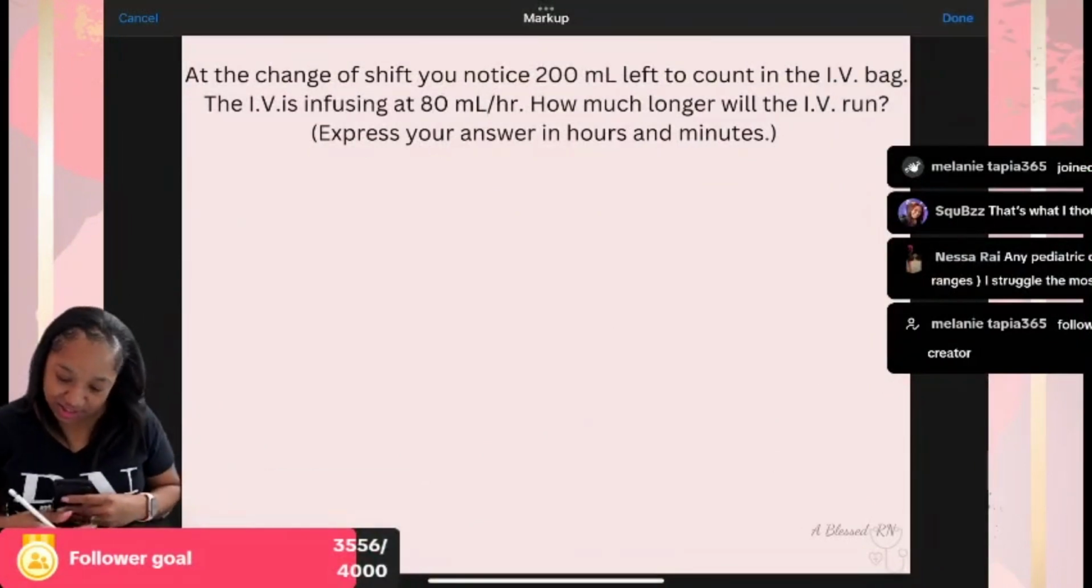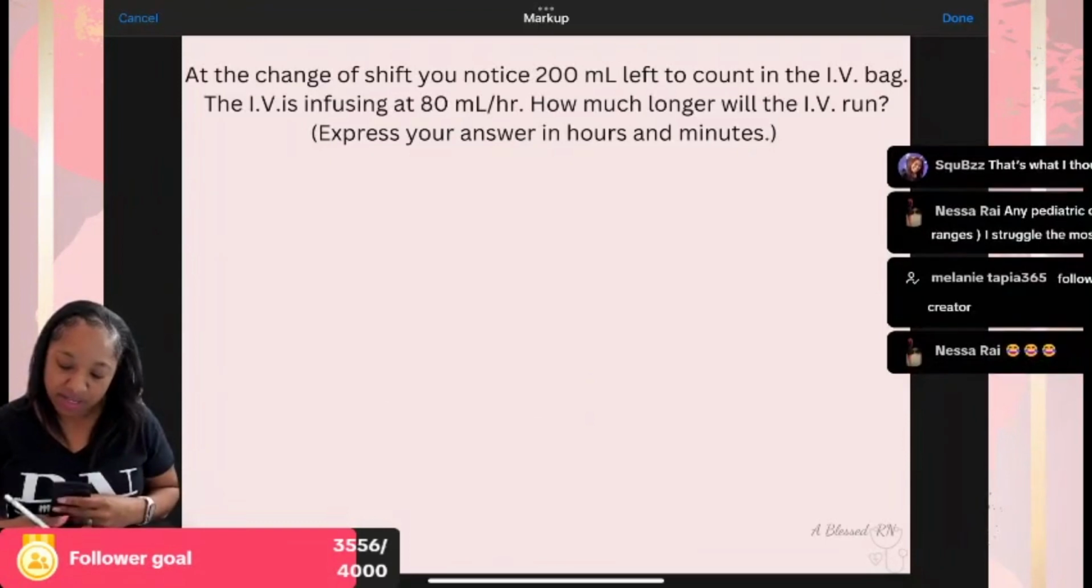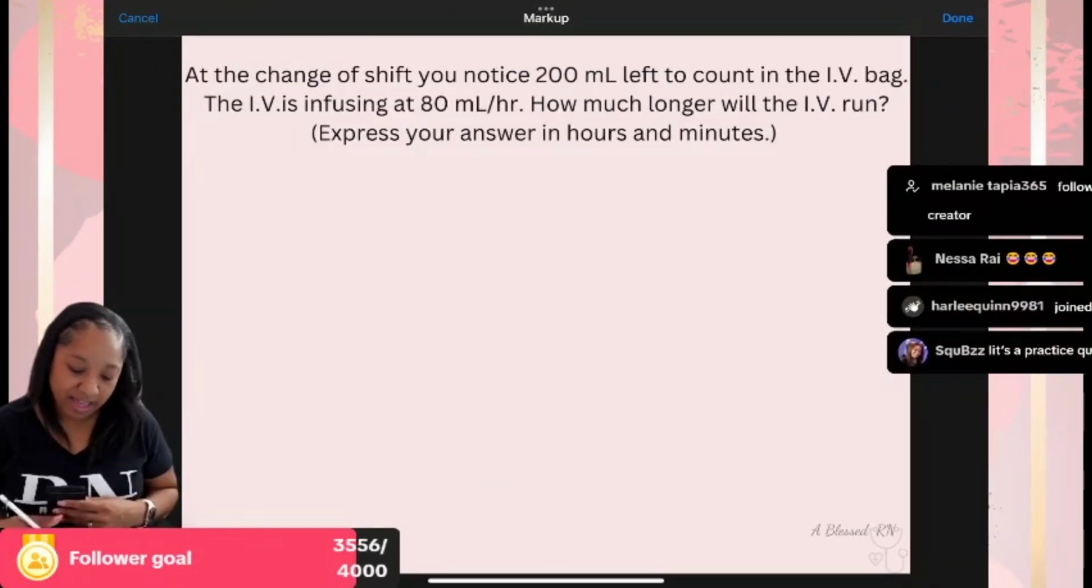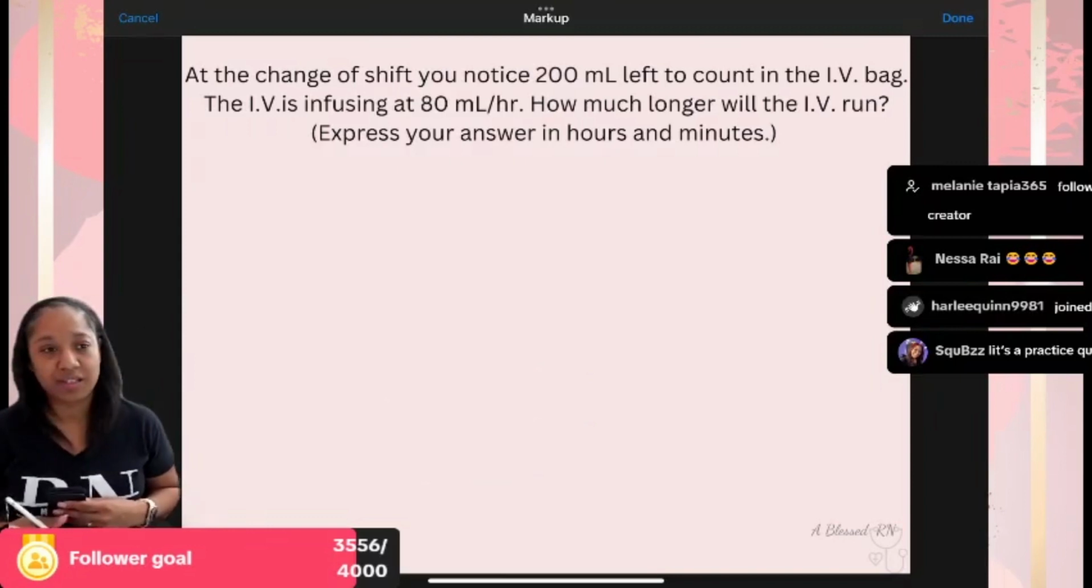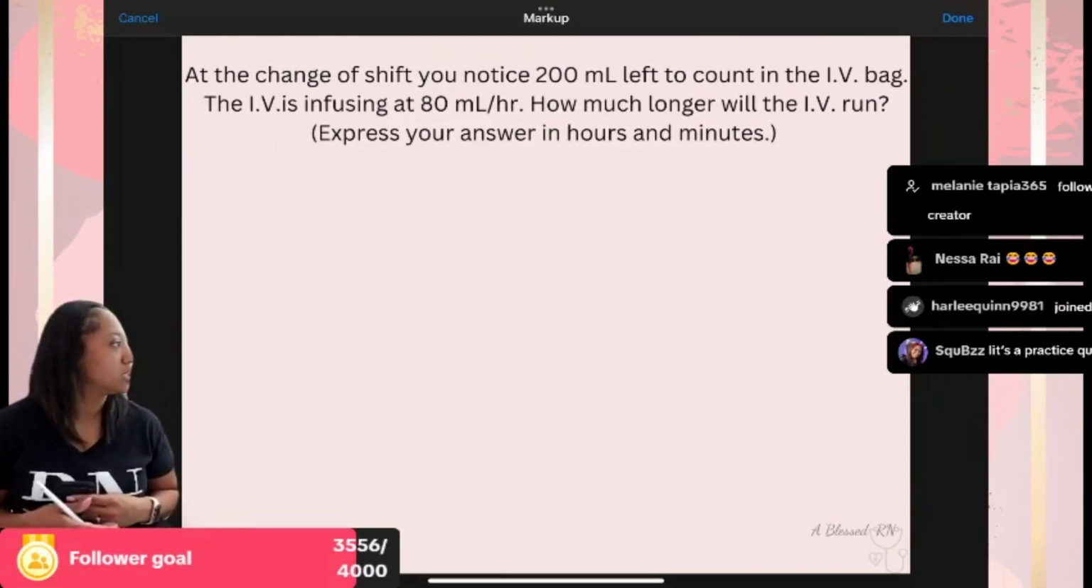Alrighty, at the change of shift, you notice 200 mLs left to count in the IV bag. IV is infusing at 80 mLs per hour. How much longer will the IV run?